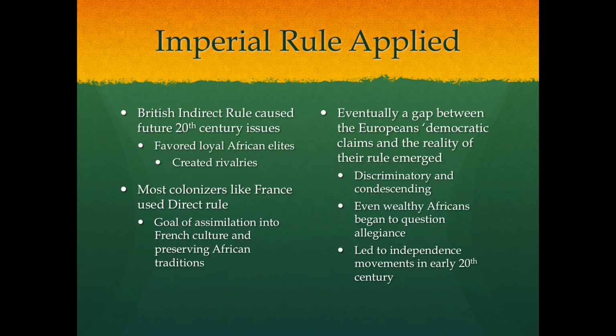But one thing, even though some of these groups favored the elite Africans, the wealthy Africans, there was a clear gap that emerged. The Europeans were still extremely discriminatory and condescending to African society. Even the wealthy Africans began to question their allegiance, even though they didn't suffer like some of the other poorer groups. And later on, it eventually leads to the independence movements that we'll see in the early 20th century in Africa.